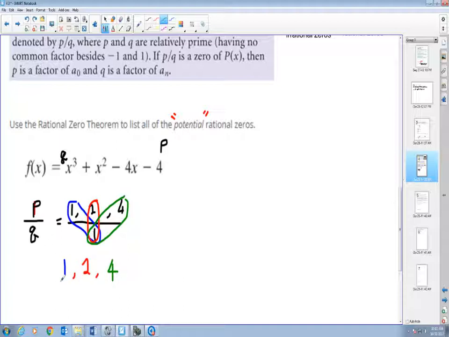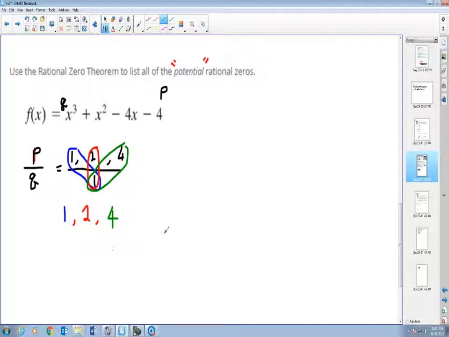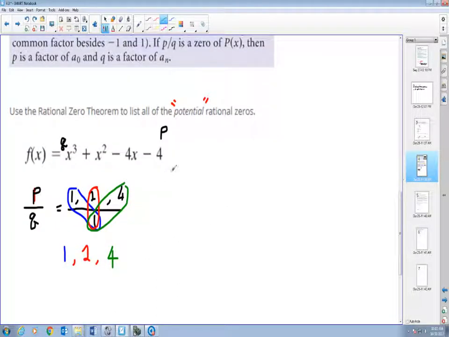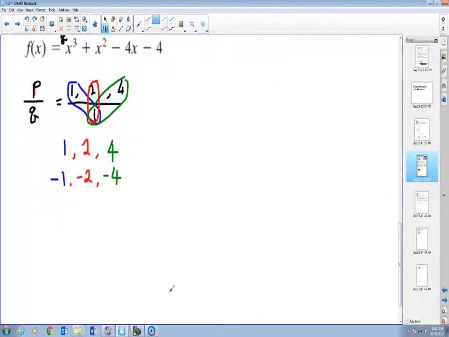So I got 1, 2, and 4. So these are the positive potential rational zeros. Remember now, a factor of 4 can be positive 1 times positive 4, or it can be negative 1 times negative 4. So if I can have a positive potential rational zero, I can have the negative ones. So I got 6 potential rational zeros. Now which one is it? We're actually going to use a calculator to help us find that out. All right, let's try another one.